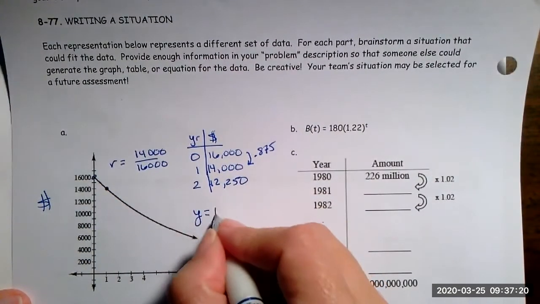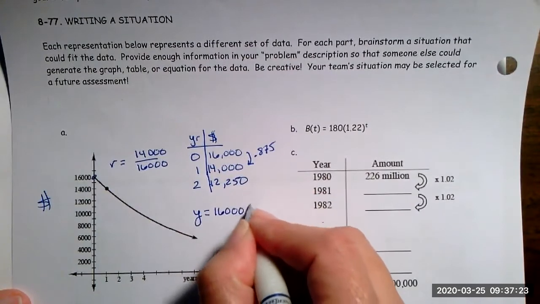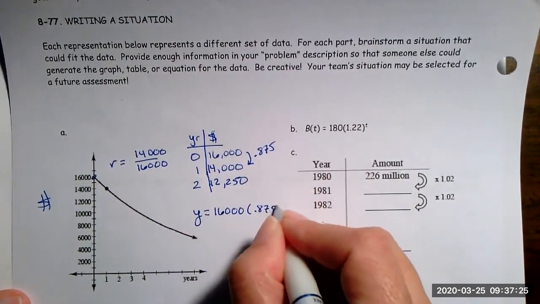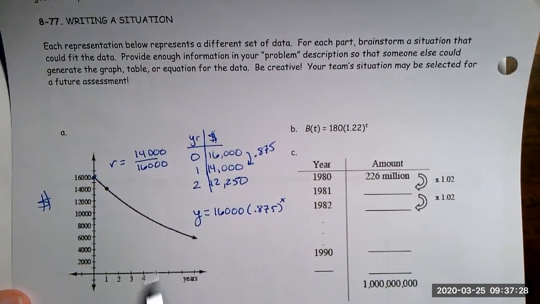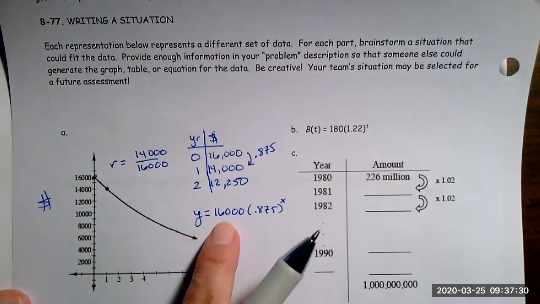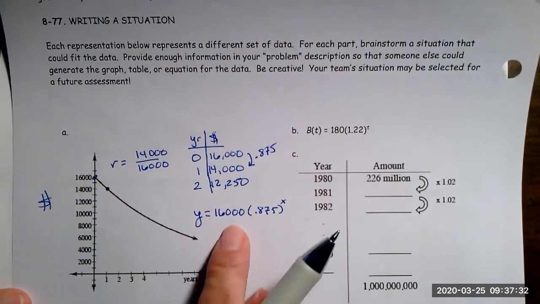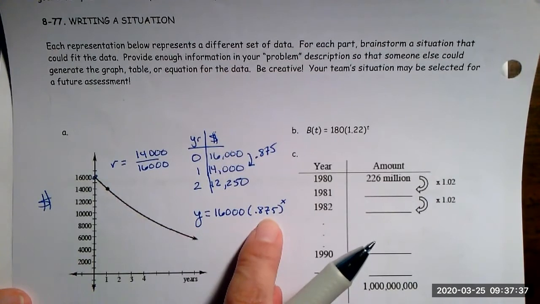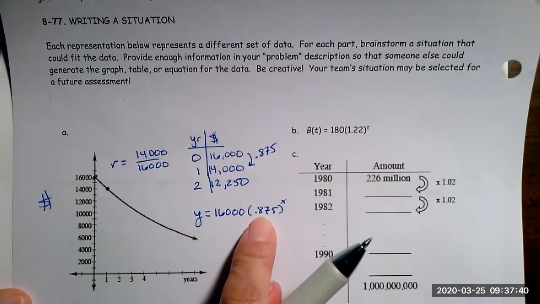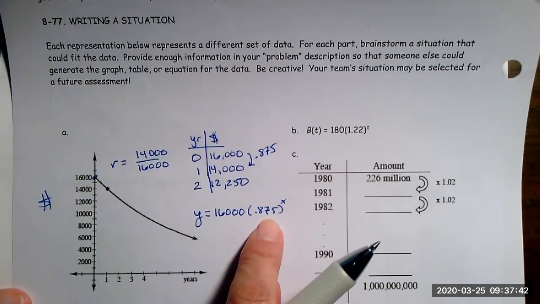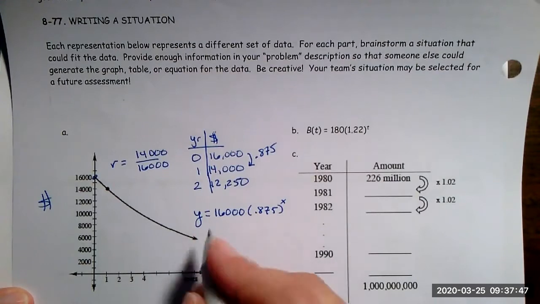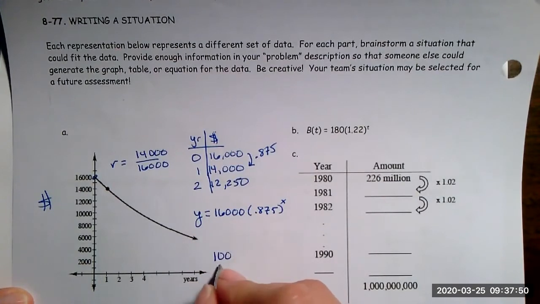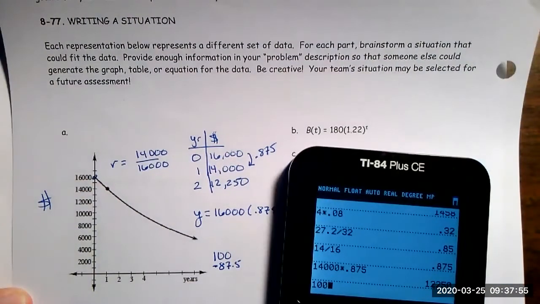So y equals, and you're probably wondering, why am I doing this? Because now I'm going to be able to tell my story. The equation helps me tell my story. So I can say, when I started retirement, I had $16,000. Each year, I spent, how much did I spend? 87.5% was remaining, but how much did I spend each year? Well, remember, you can take 100 minus 87.5, and we could do that on our calculator.